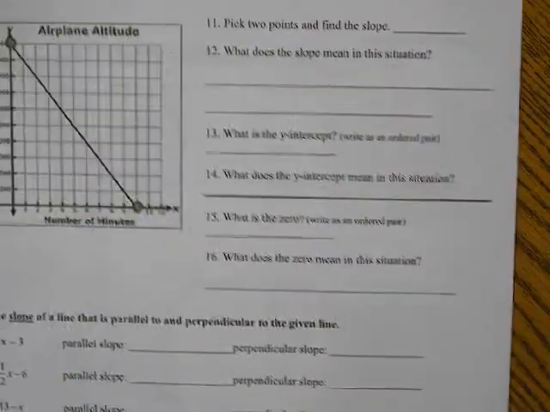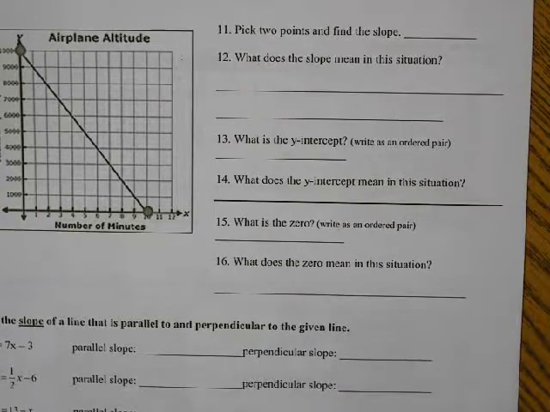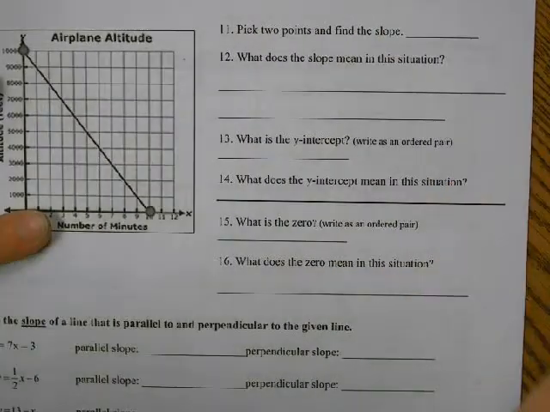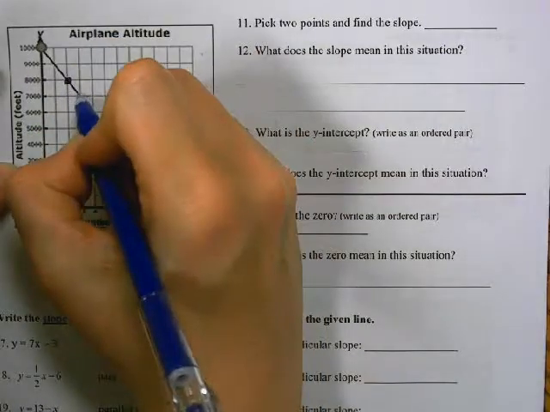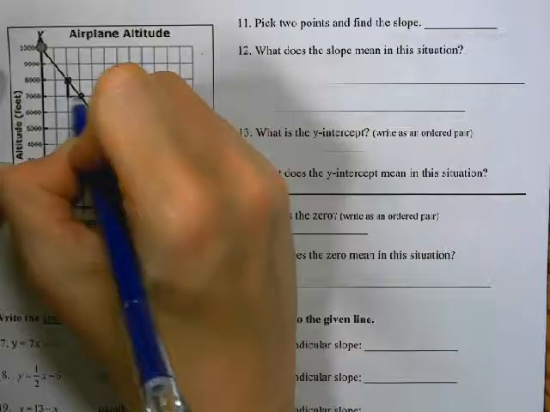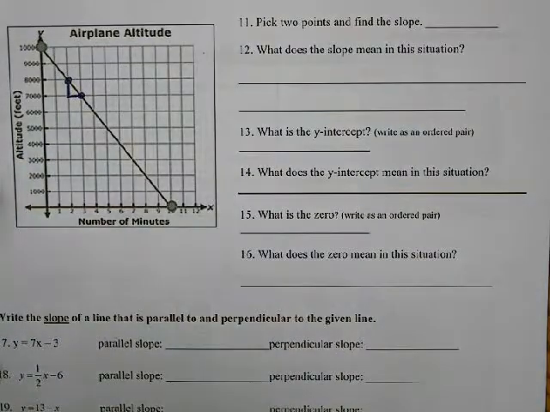And the next page is talking about the airplane's altitude. So what you're going to do first is you're going to find the slope of the line. So let's find the slope of this line. So I'm going to pick 2 points, and I think I'm going to pick this one and this one. Why not? Okay, because I like to pick them as close together as I can.